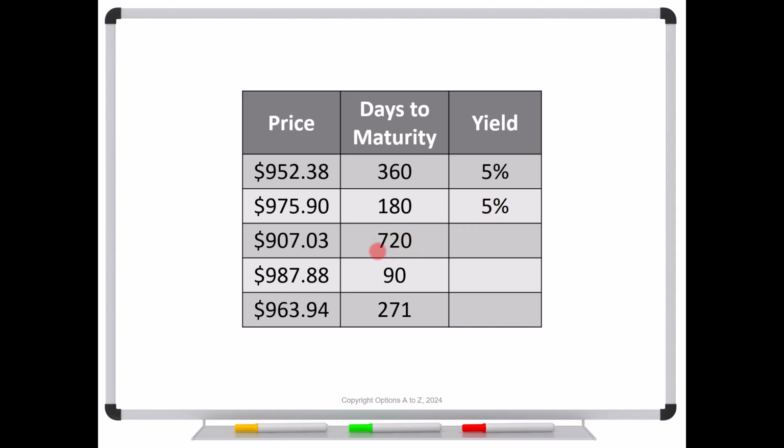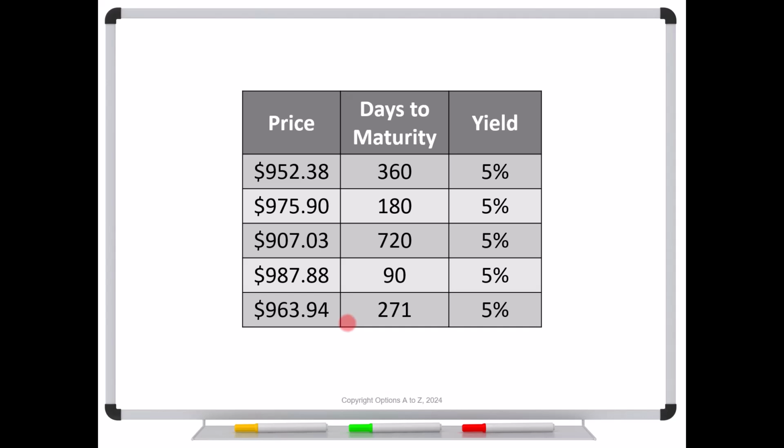We see another one. Here's a 2-year bond priced at 907.03. Is that cheap? Is it expensive? I don't know. I'm not really worried about the amount that I have to pay. I'm worried about how much I'm earning on my money. That's my goal. So we get out our calculator again. We do the calculations. It turns out that this is 5%. And we go through these bottom two, and they all turn out to be yielding 5%.